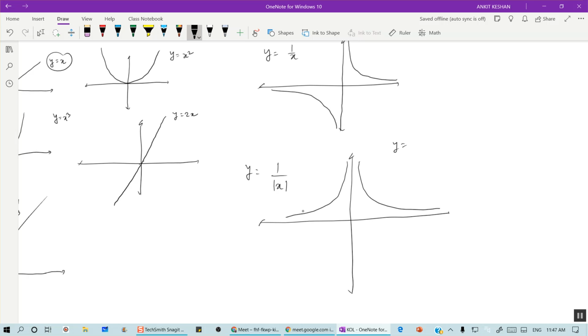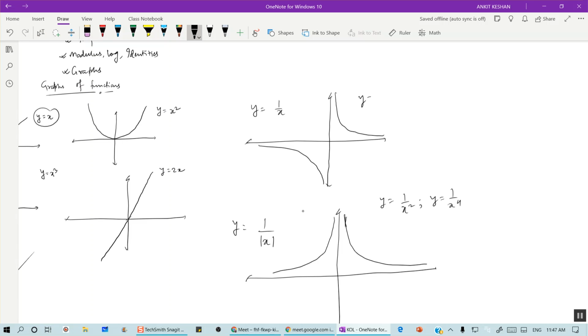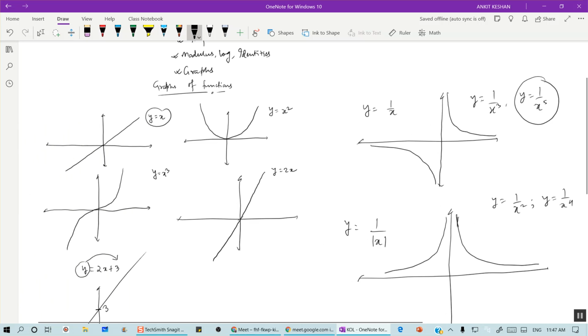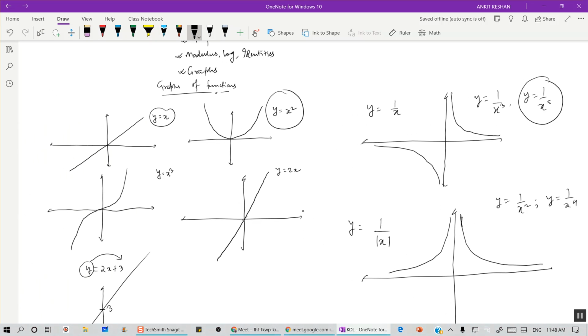y equal to 1 upon x square, y equal to 1 upon x power 4. All graphs will look like this, only the values will change. Thus the steepness of the graph will change, nothing else will. In the same manner, y equal to 1 upon x cube, y equal to 1 upon x power 5, that means odd power of 1 by x, all those graphs will look like this. Similarly y equal to x square, y equal to x power 4, y equal to x power 6, etc. All graphs will look like this.